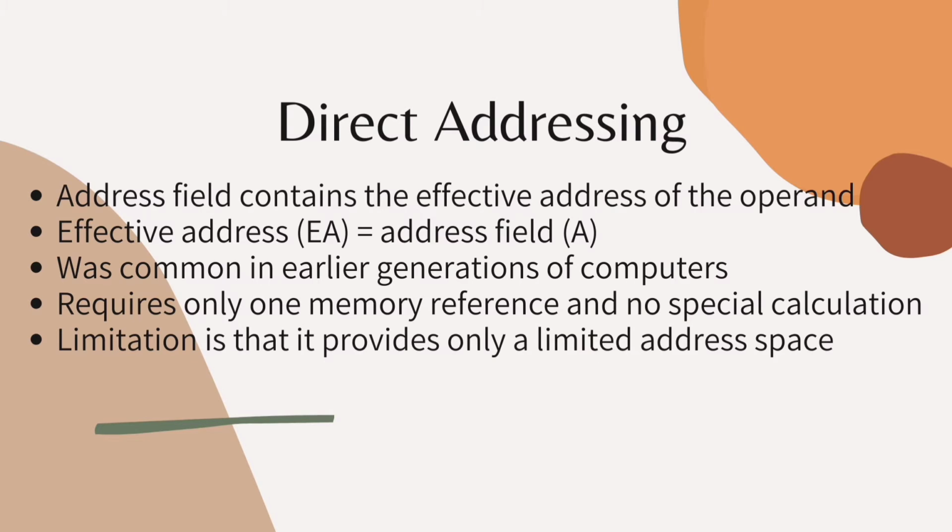Direct addressing: the address field contains the effective address of the operand. Effective address EA equals address field A. It was common in earlier generations of computers, requires only one memory reference and no special calculation. Limitation is that it provides only limited address space.